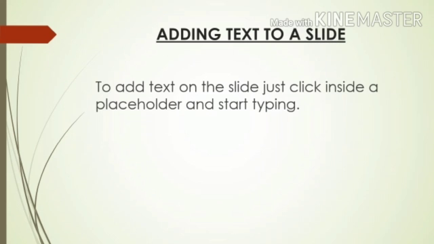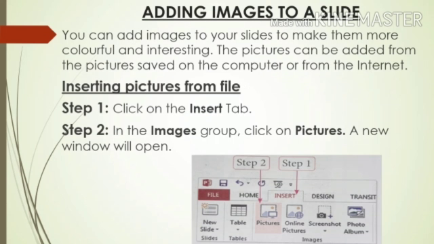Editing text on a slide. In order to add text on the slide, just click inside a placeholder and start typing. Inserting images on a slide. You can add images to your slides to make them more colorful and interesting. The pictures can be added from the pictures saved on the computer or from the internet. Follow the given steps to insert pictures from file. Step 1. Click on the Insert tab. Step 2. In the Images group, click on Pictures.